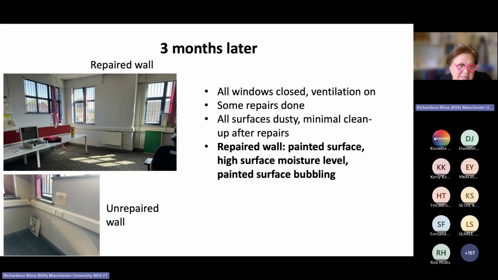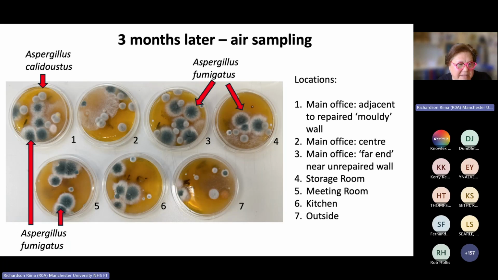And yeah, it looked better, but if you look at the sampling results, much better, fewer colonies here. But there was fumigatus now, which is interesting. But then the builders said that they had kept the windows open when they were doing the repairs, and actually the windows hadn't been closed for that time, and spring was there, so outdoor Aspergillus growth was explaining all this.